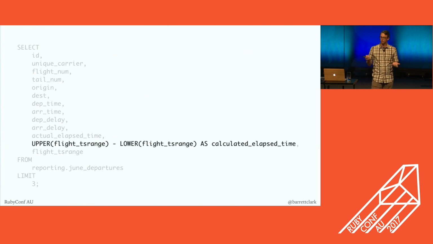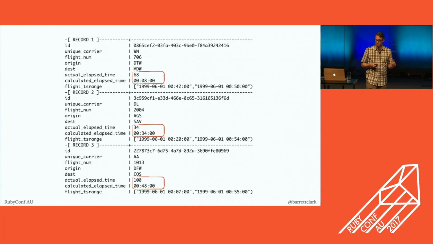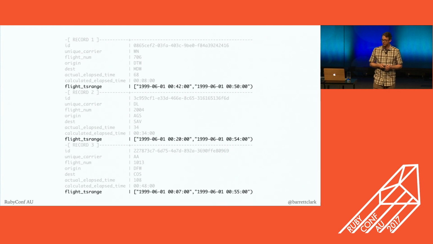So here I'm going to perform a calculation to calculate the duration of a flight so I can compare it against the actual elapsed time, which is a field in the data. And looking at the first three records, I see that only one of them actually lines up. So this is third-party data. Third-party data isn't always particularly clean. We also see here how the timestamp range is represented in the data. It's got that opening square bracket and closing paren. Looks kind of weird, but that's how it works.